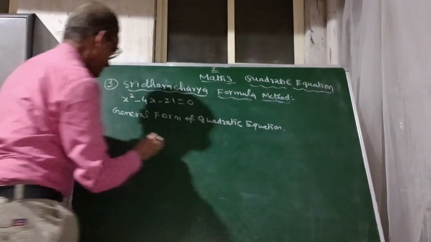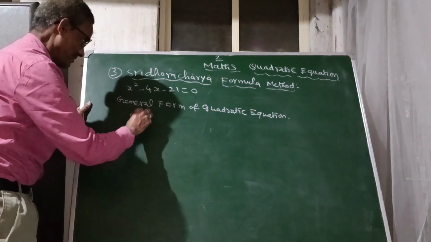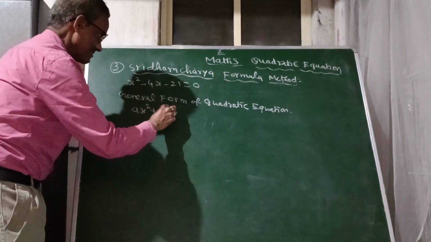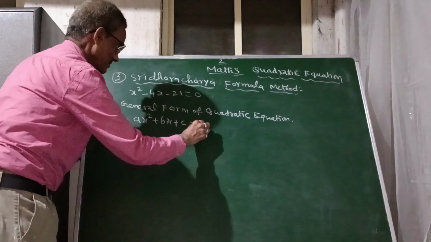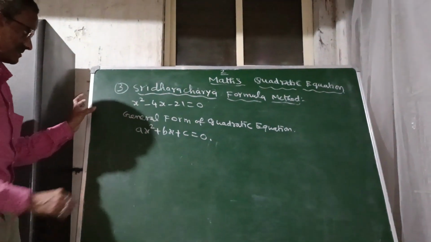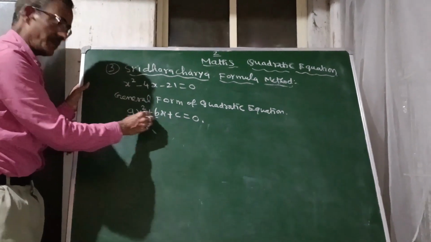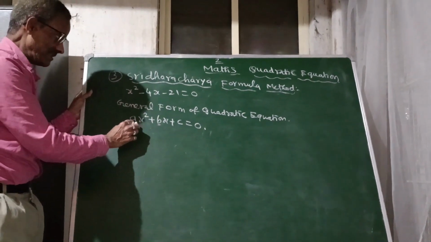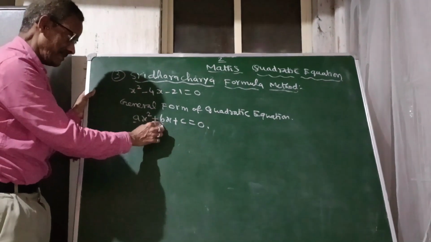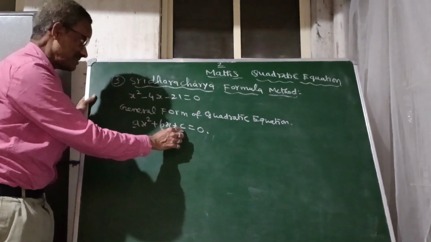The general form of a quadratic equation is ax² + bx + c = 0. Okay, this is the general form. Normally a is the coefficient of x², b is the coefficient of x, and c is the constant.